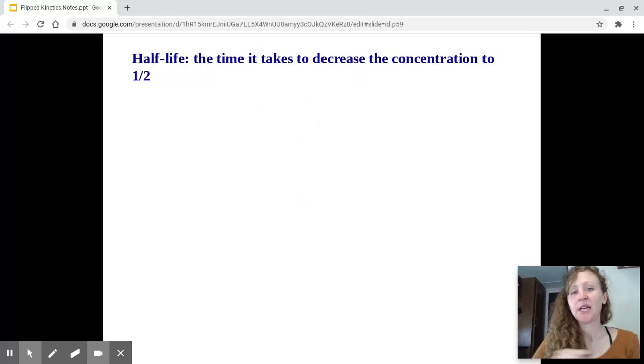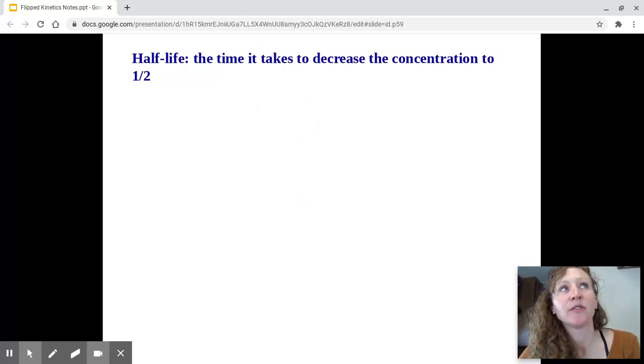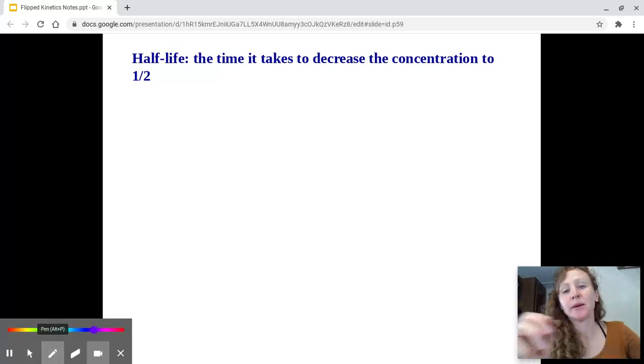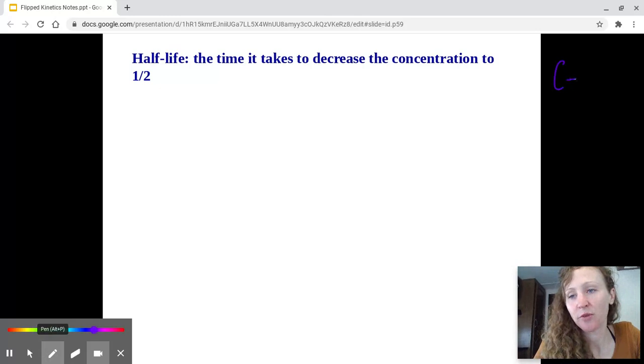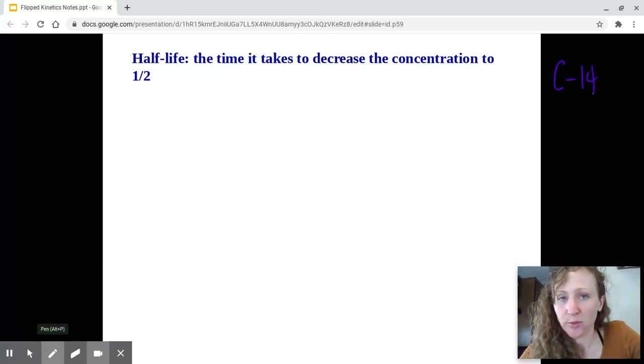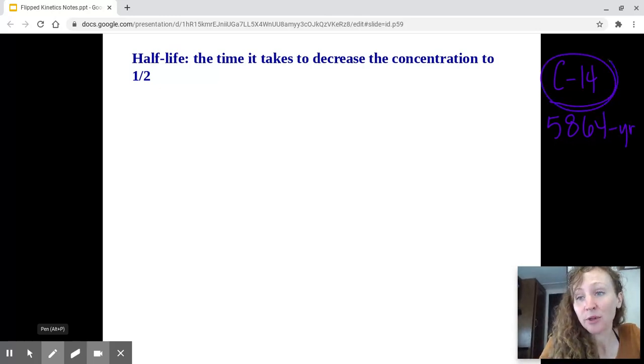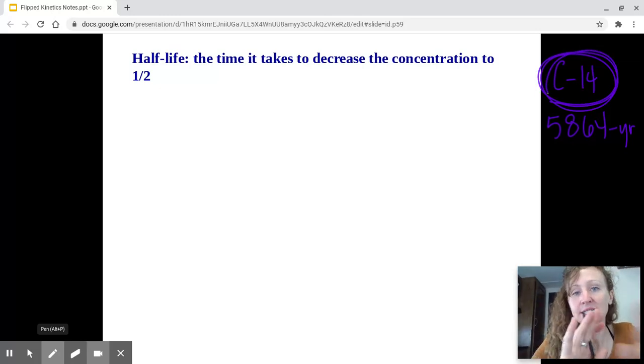Okay, so what is a half-life? So we talk about a half-life for radioactive things. The one that you've probably talked about is carbon-14, right? Carbon-14 is a radioactive form of carbon, and every 5,864-ish years, I don't know if that's actually right, it's somewhere around there, half of your sample of carbon-14 is going to decompose.